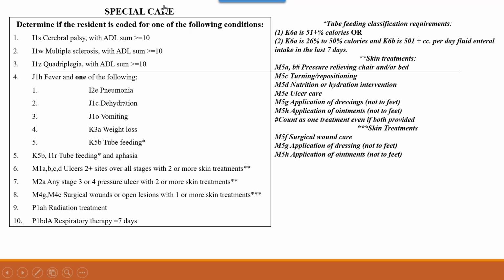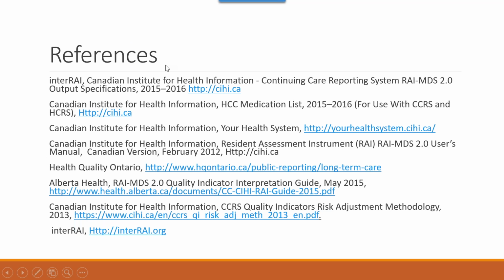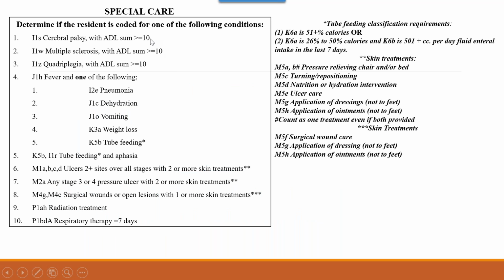So you can see that there's cerebral palsy, multiple sclerosis, quadriplegia. All of those have to have an ADL index score of at least 10. So 10 or higher. You got to be ADL dependent for bed, eating, toileting, and transfer. As mentioned, fever in any one of these factors.